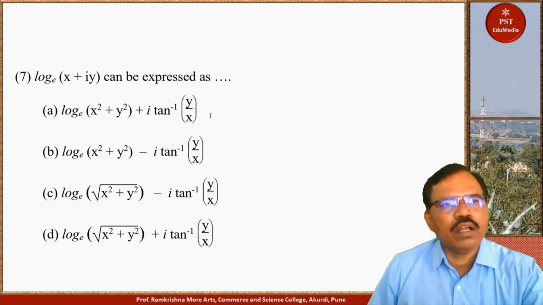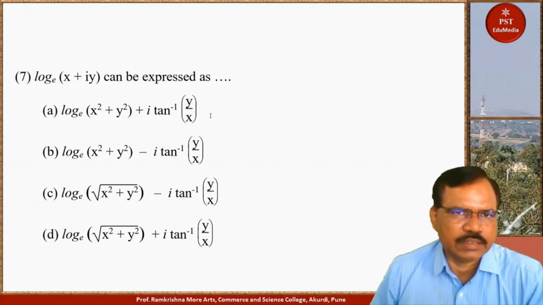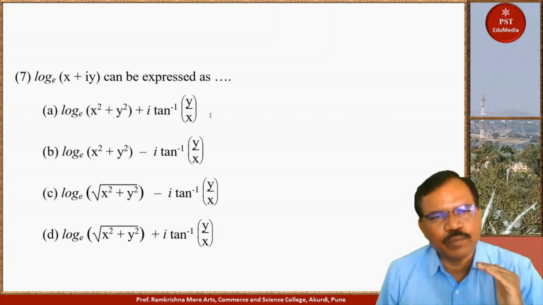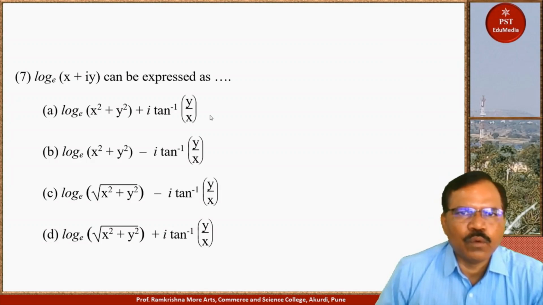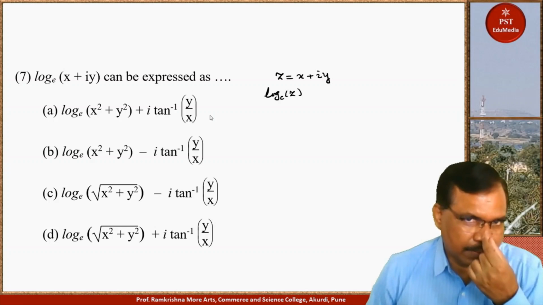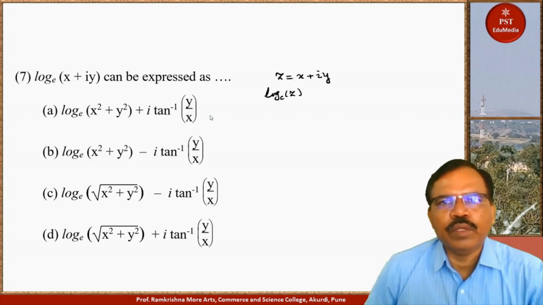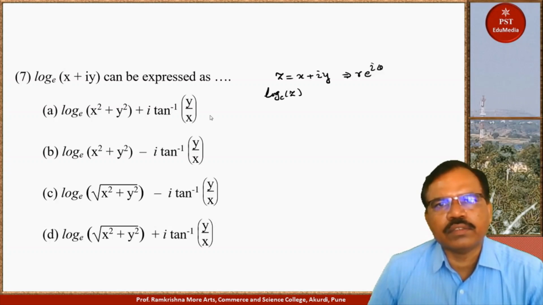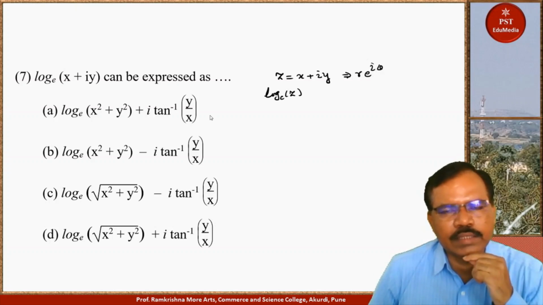log of x plus iy can be expressed as. So we have given 4 alternatives. We have to find the correct alternative. Now we can take here z is equal to x plus iy. So here we have log z, log to the base e. Now we know we can write this z as r e raised to i theta. z is equal to r e raised to i theta.